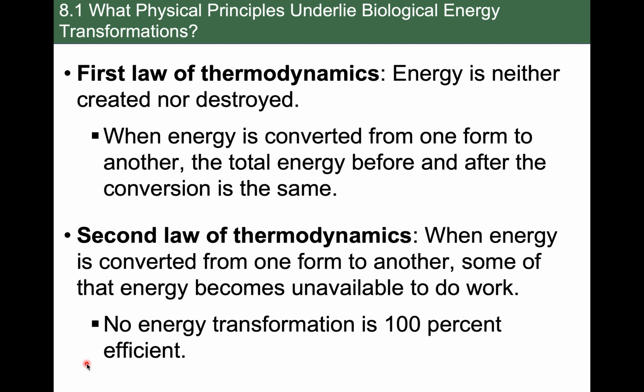And I'm saying it's unavailable because heat is just not very useful for helping carry out the work of the cell. So bottom line, the second law is saying, when you have these energy transformations, none of them are 100% efficient. So you're never going to get all the energy out of a macromolecule and convert 100% of it into kinetic energy. Some of it will be in the form of heat, and that's not very useful for us.